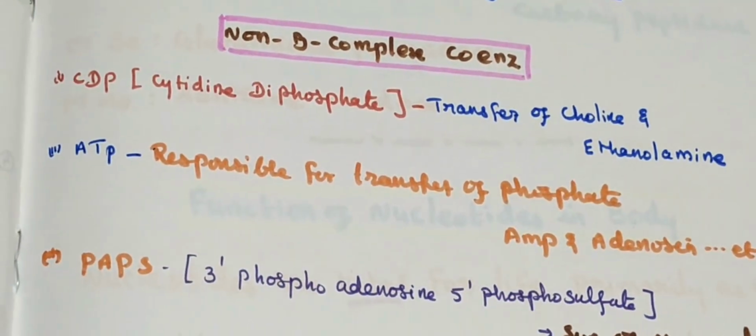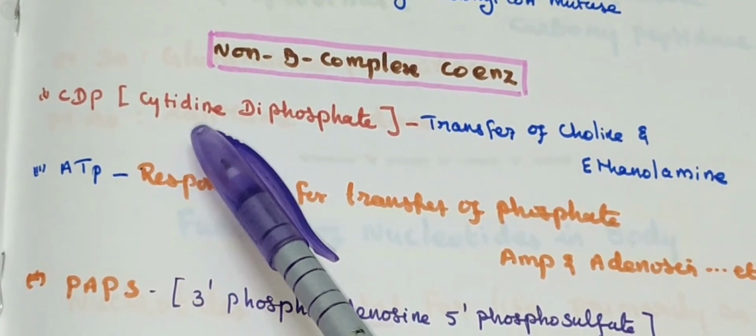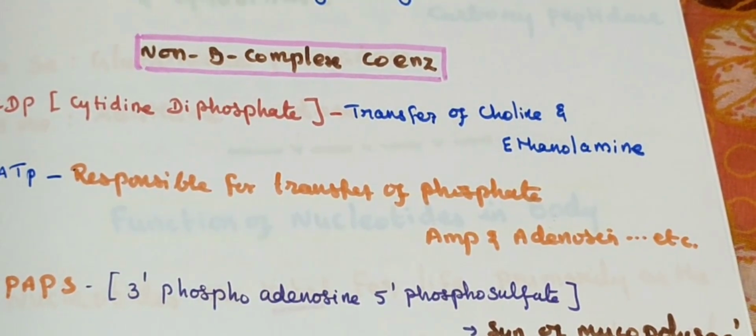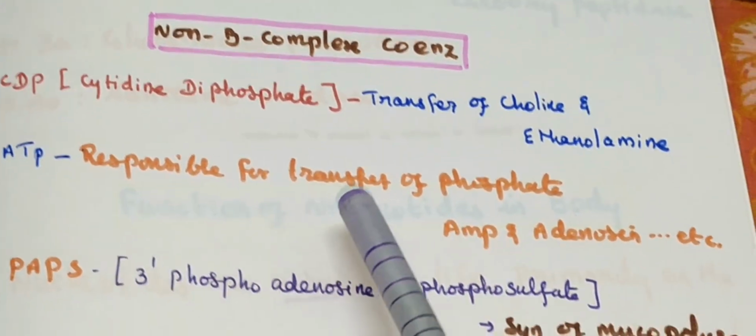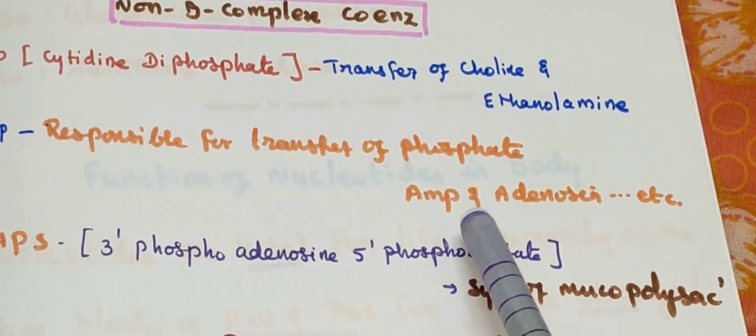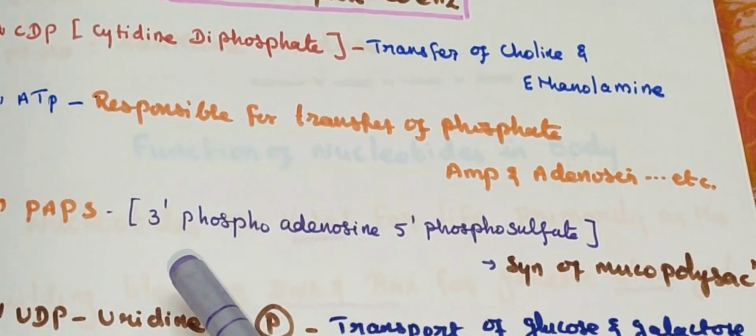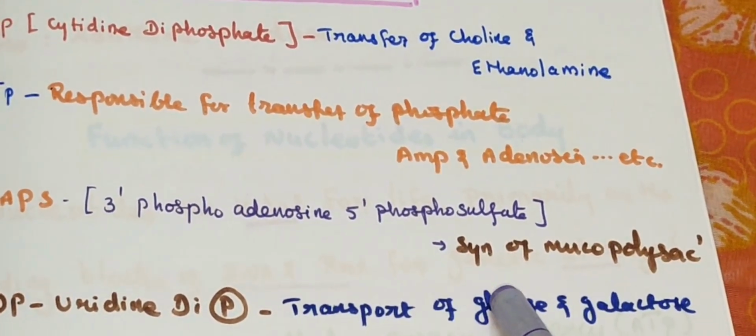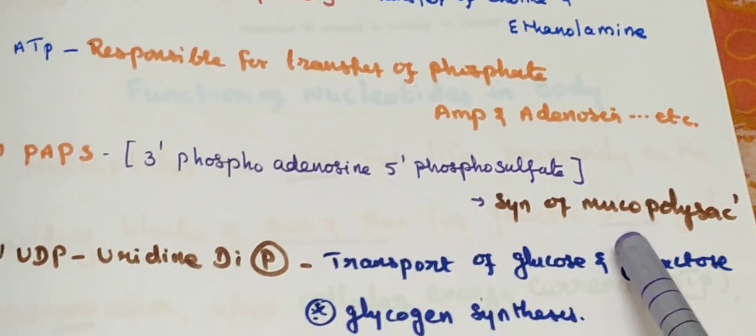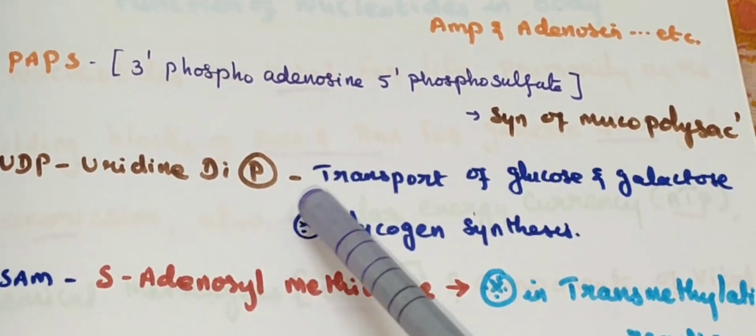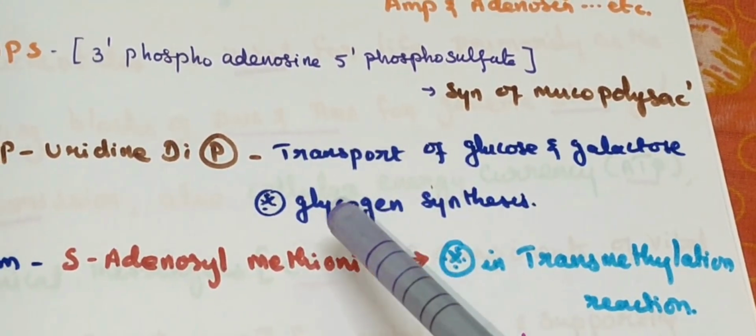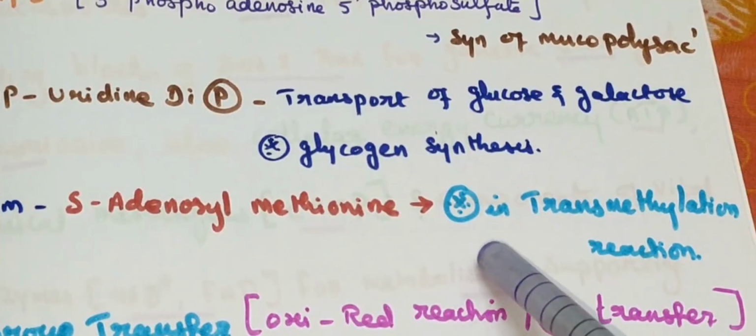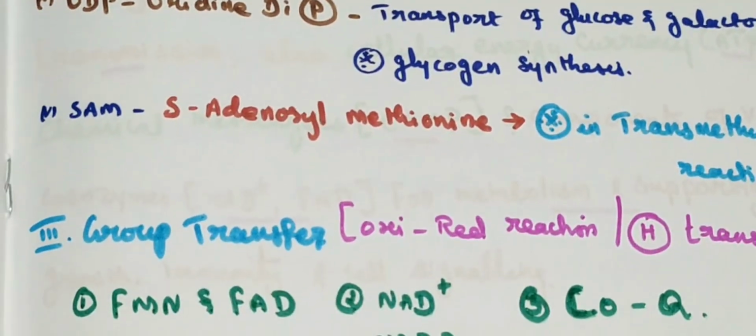Then non-B complex: CTP, cytidine diphosphate, involved in transfer of choline and ethanolamine. Then ATP, responsible for transfer of phosphate, AMP and adenosine. Then 3'-phosphoadenosine 5'-phosphosulfate, involved in synthesis of mucopolysaccharide. Then uridine diphosphate, transport of glucose and galactose, important in glycogen synthesis. Then S-adenosyl methionine, important in transmethylation reactions.